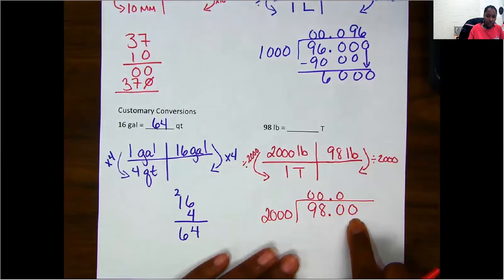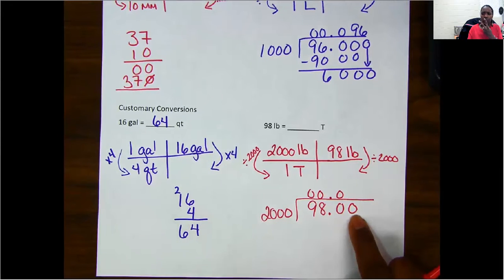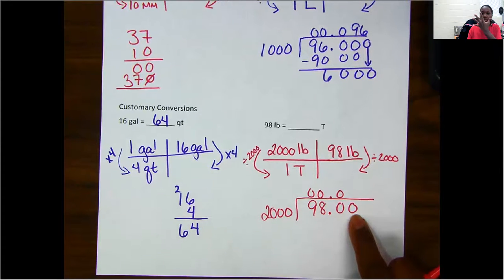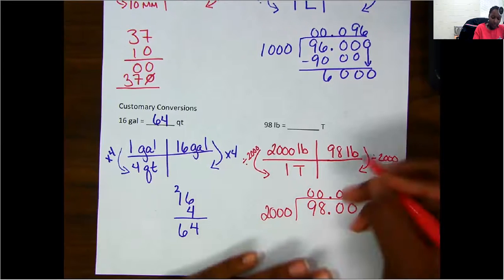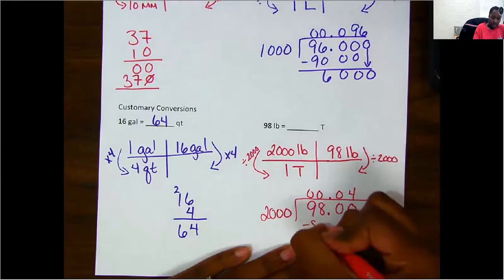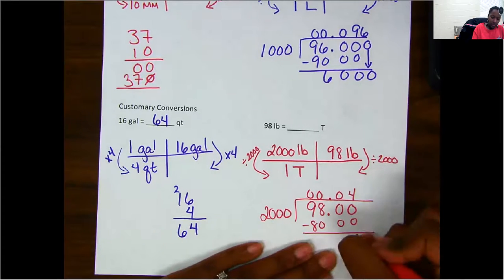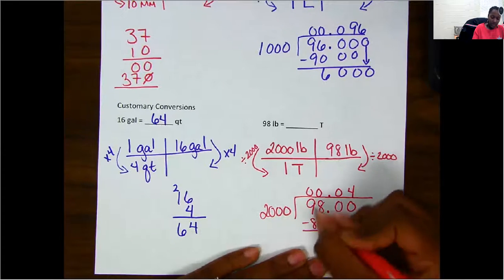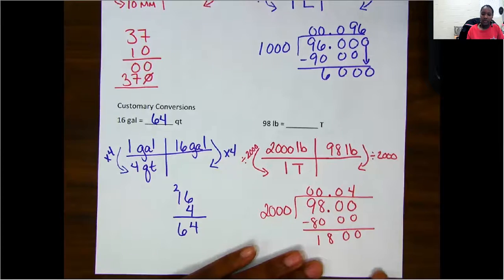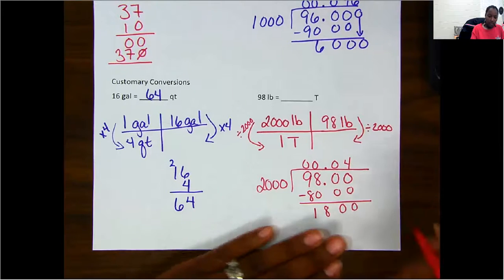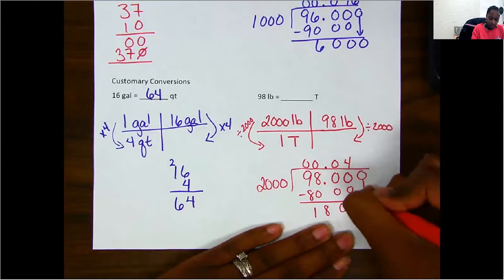I can't. So I'm going to start here. How many 2,000s will go into 9,800? Let's count off our 2s. 2, 4, 6, 8, 10. 10's too much, so I need to go with 4. 2 times 4 is 8,000. Okay, we're going to subtract that. 9 from 8 is 1. So now I have 1,800. I need to add a 0.